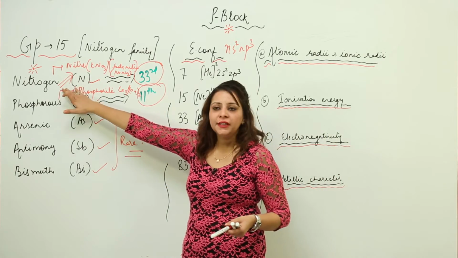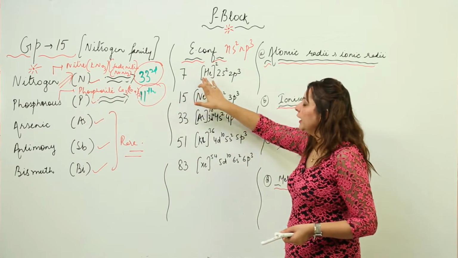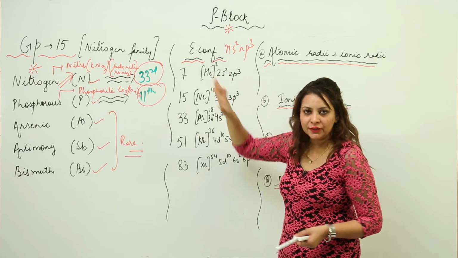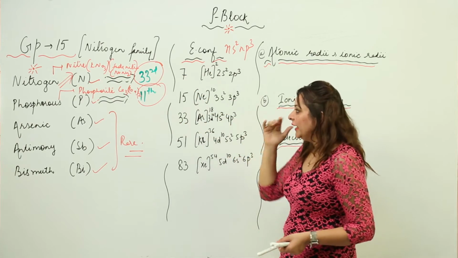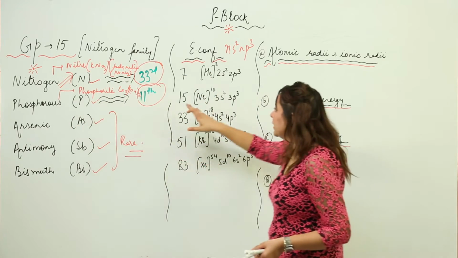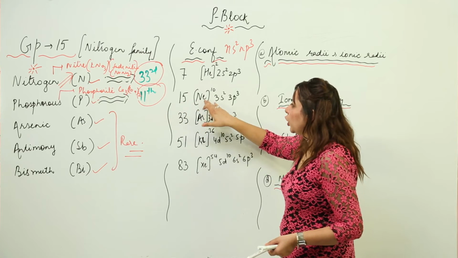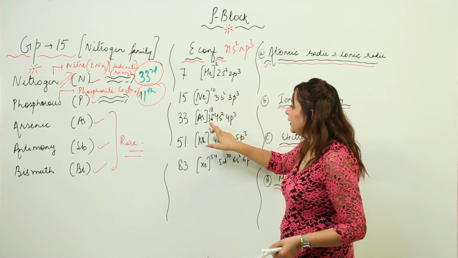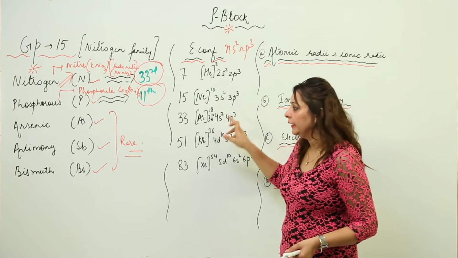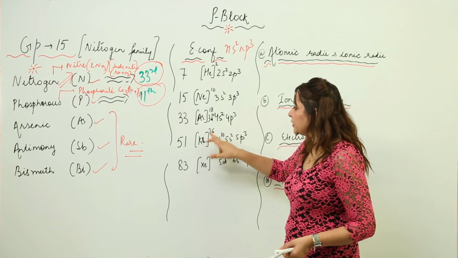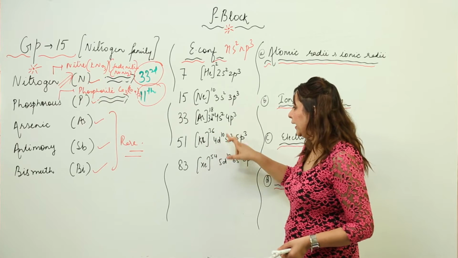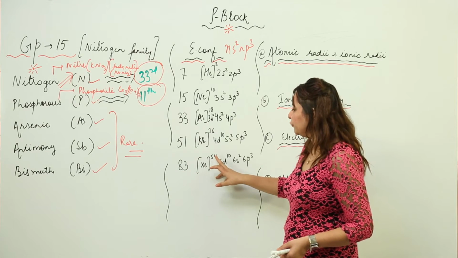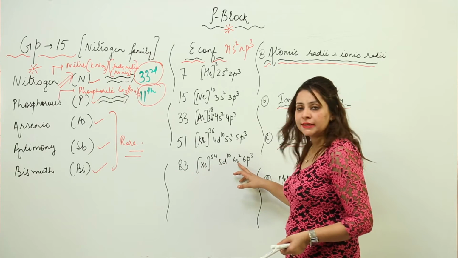The atomic number for nitrogen is 7, it is helium 2, 2s2, 2p3. 3, 4, 5, 6, 7, that means the total is now 7. Likewise, for phosphorus, it is atomic number 15, so neon 10, 3s2, 3p3. Arsenic is 33, so argon 18, 3d10, 4s2, 4p3. Antimony is 51, so krypton 36, 4d10, 5s2, 5p3. And bismuth is 83, so xenon 54 followed by 5d10, 6s2, 6p3.